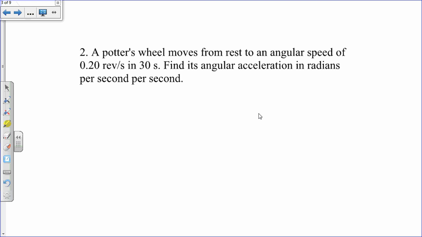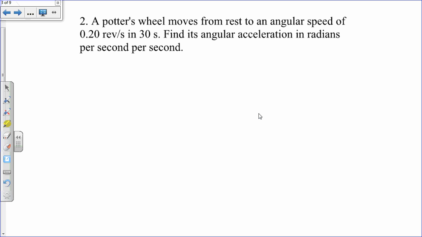All right, a potter's wheel moves from rest to an angular speed of 0.2 revolutions per second in 30 seconds. Find its angular acceleration. I always just like to write down everything that I know. I know it starts out at rest. I know that the final angular speed is 0.2 revolutions per second. I'm going to go ahead and convert this into radians. In 1 revolution, there are 2 pi radians. So that gives me an omega of 1.3 radians per second.